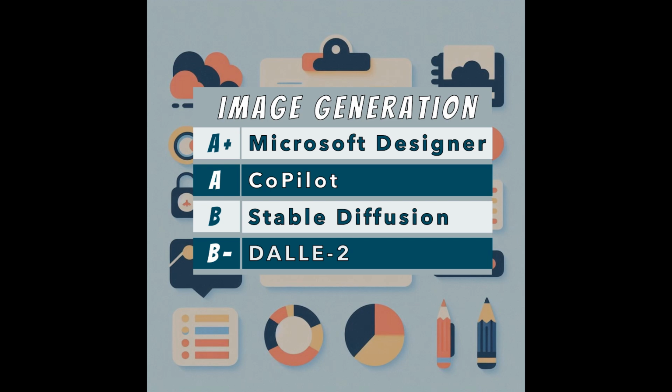And then Stable Diffusion, I gave it a B. DALL-E a B-. Not really usable. Most of their designs are pretty busy and it's kind of crowded. And I specifically asked for an icon and it gave me a full image. So not really a strong suit of either Stable Diffusion or DALL-E.